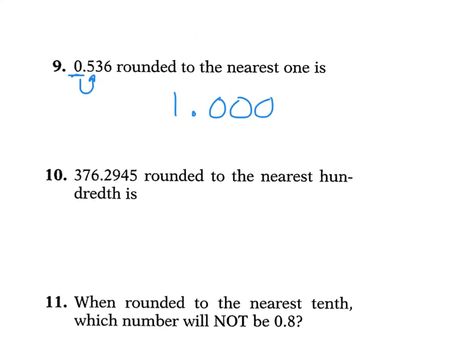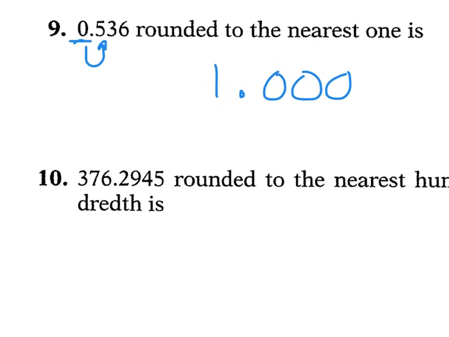Number 10, rounded to the nearest hundredth, so we would have our tenth and hundredth place, so we're looking at this 9. The 4 tells us that it stays the same, so we have 376.29.